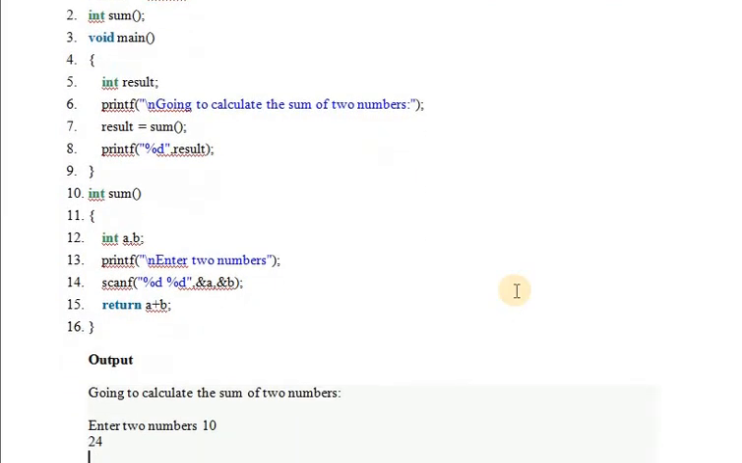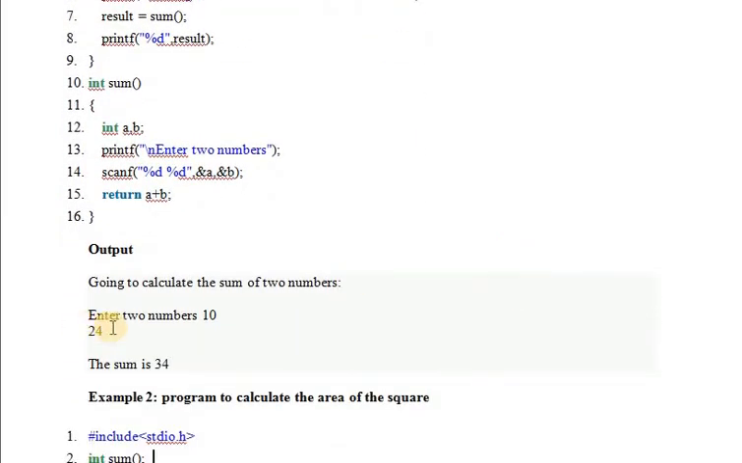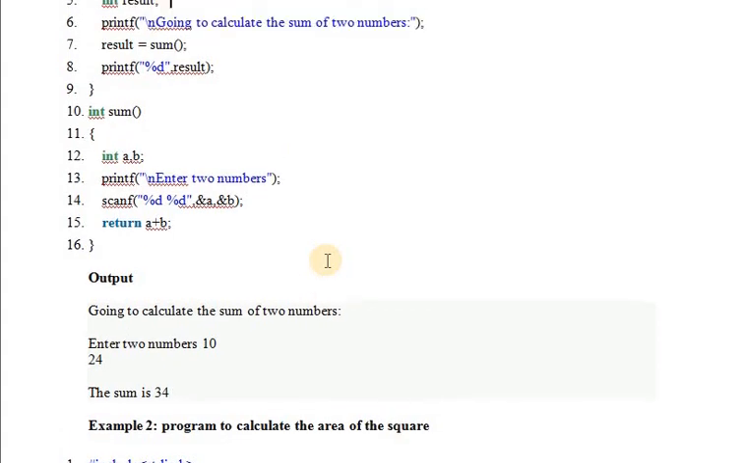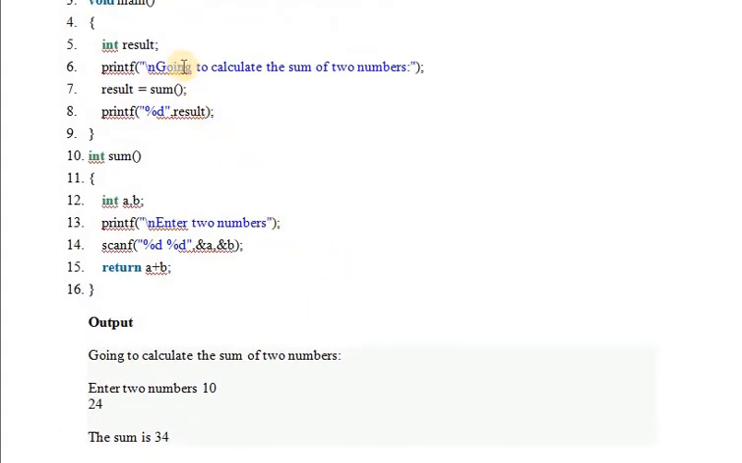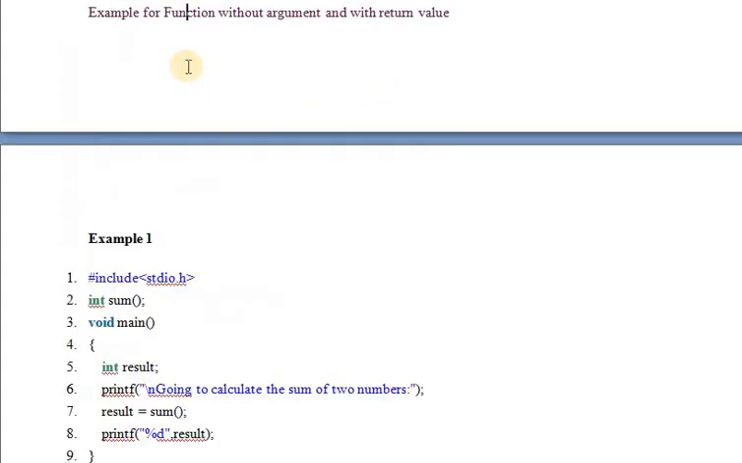The output will be, if you give enter two numbers, one is 10 and another one is 24. So a is 10 and b is 24. If you add these two numbers, you will get 34. Here you will be printing this number in the function call. See here, the function is called here. So function call, sum equal to result, and you are going to print the result.